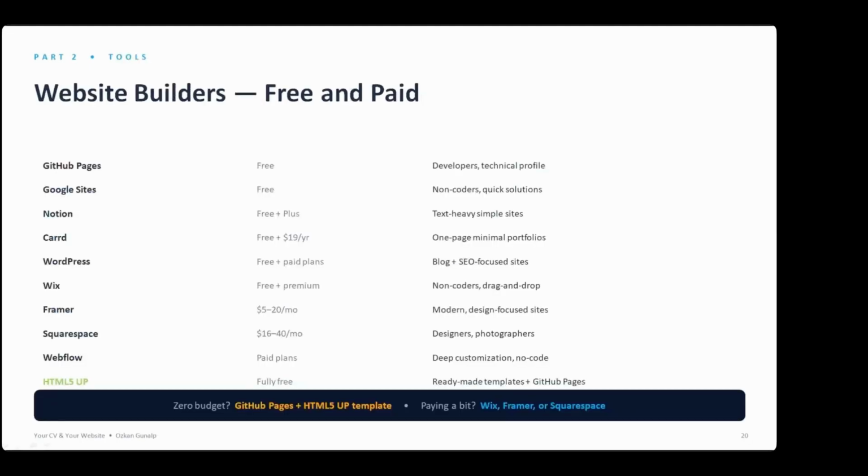There are many ways to create a website today. GitHub Pages is excellent for technical users. Google Sites is beginner friendly. Carrd works well for simple portfolios. WordPress is powerful for blogs. Framer and Wix provide modern visual website builders. Choose the platform that best matches your goals.